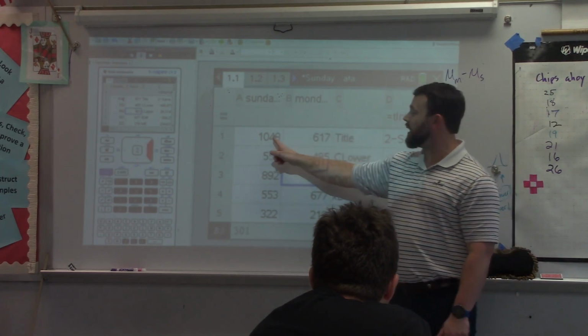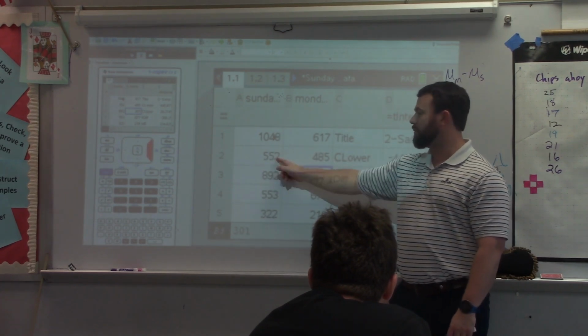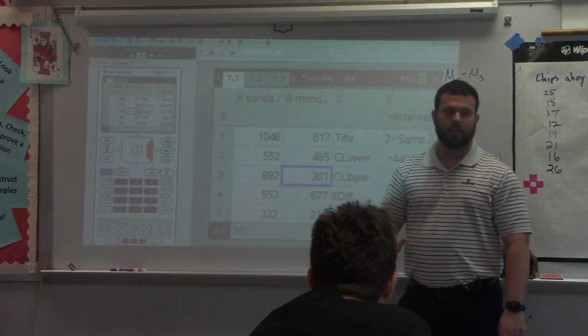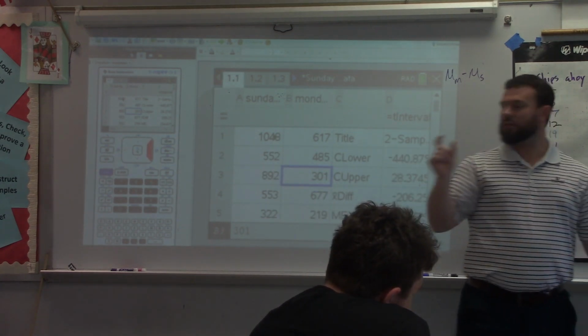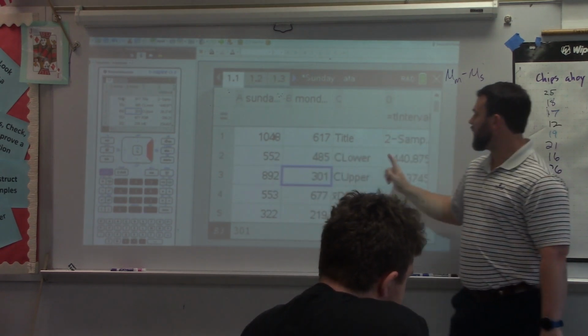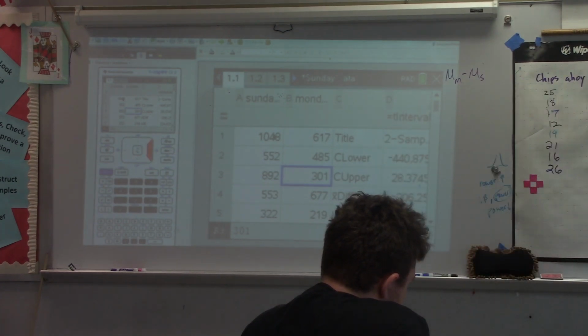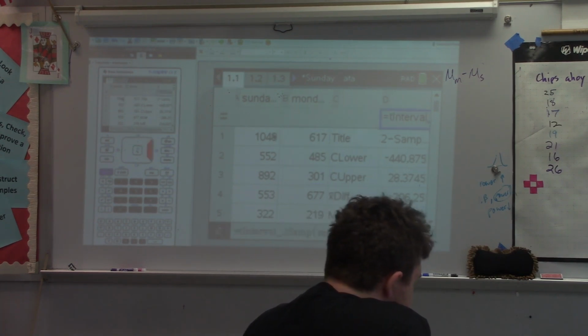And I have this set up as paired, so this is the same person, this is the same person, this is the same person, etc. So do you see how these data points can be paired together? So instead of doing a 2-sample interval, let's actually take the difference of those first. So, those pieces of data are paired up.